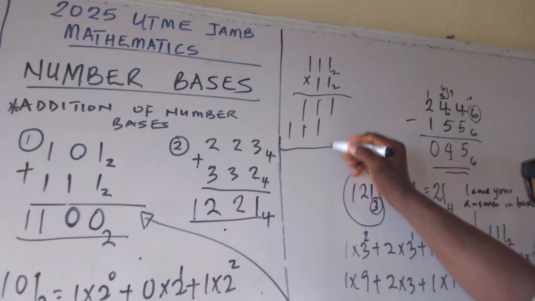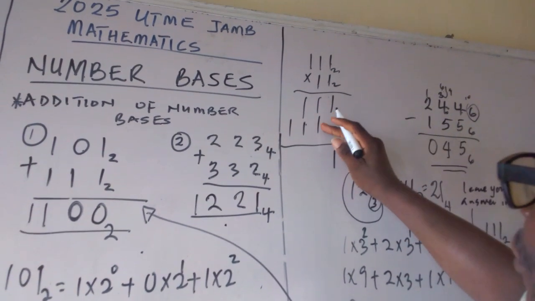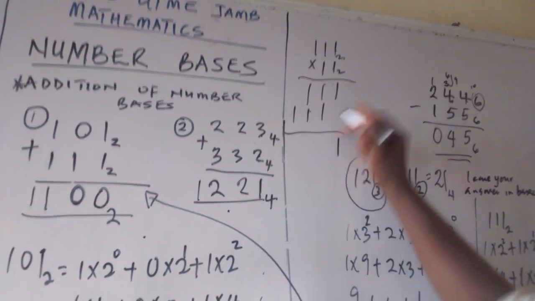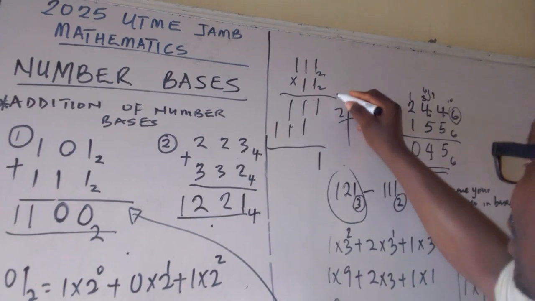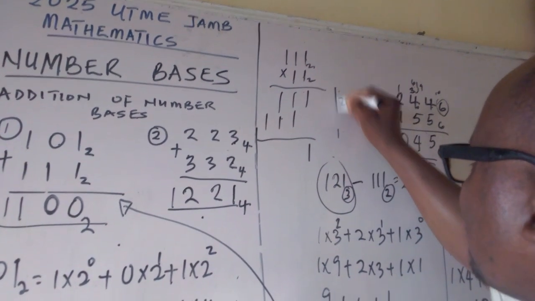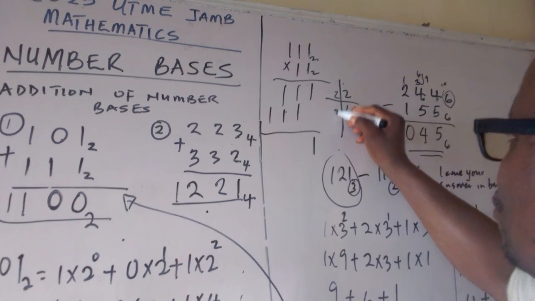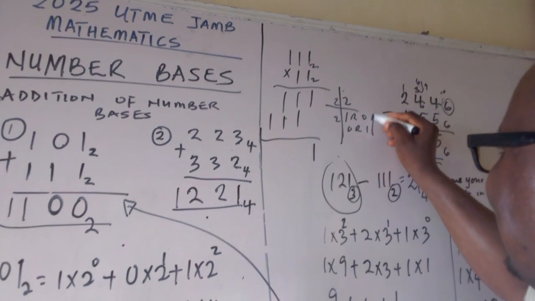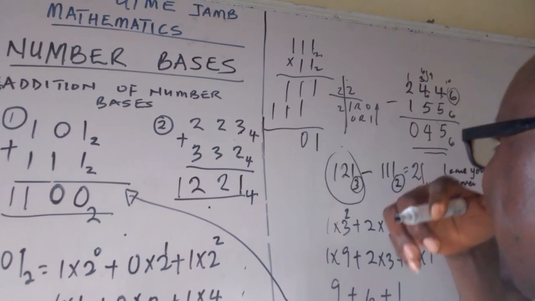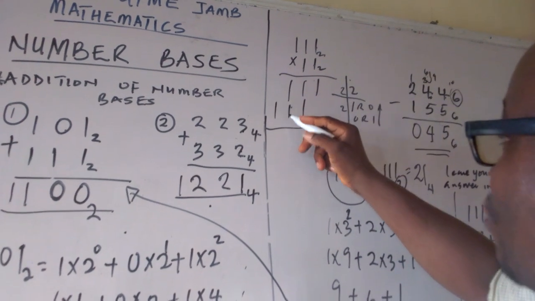Okay? So if I add these 2, 1 plus 1 is 2. I can't write 2 here. 2 is 10. We showed you before how we got 2 to be 10. So 2 into 2 here is 1, remainder 0. 2 into 1 here is 0, remainder 1. So it's 10, right? So I write my 0 here, carry 1. So 1 plus 1 plus 1 is 3.